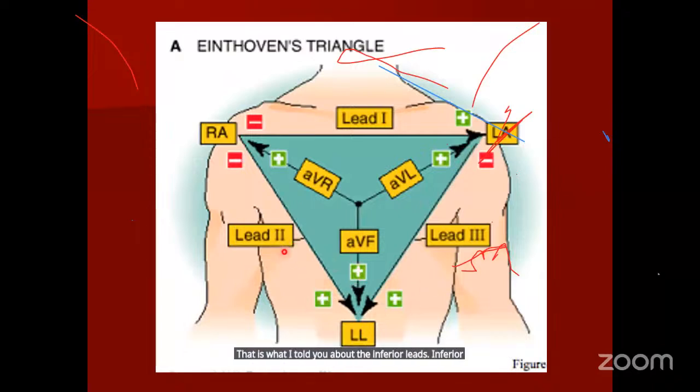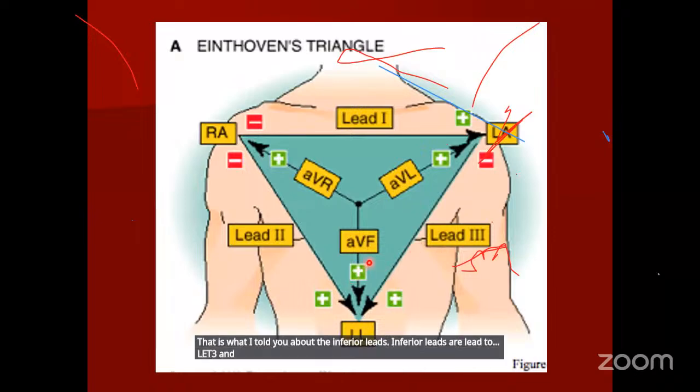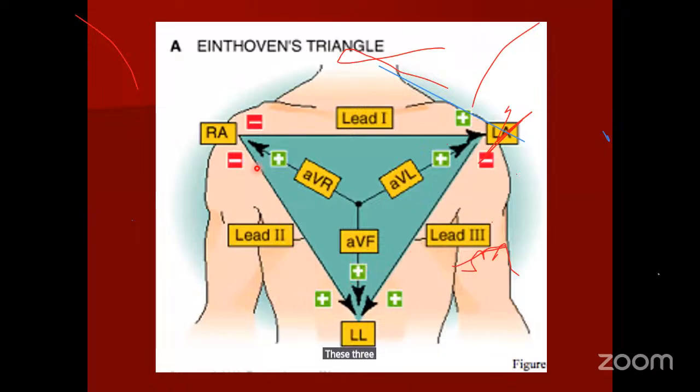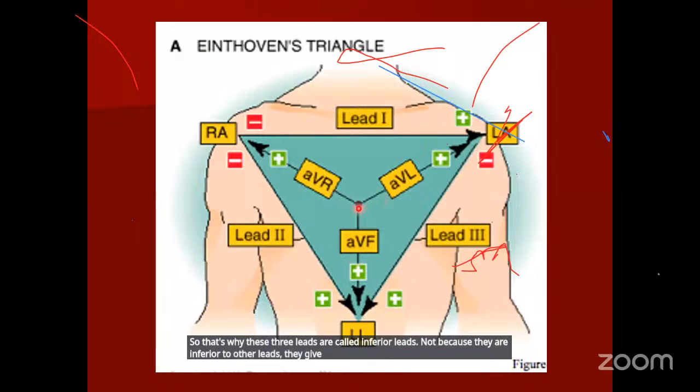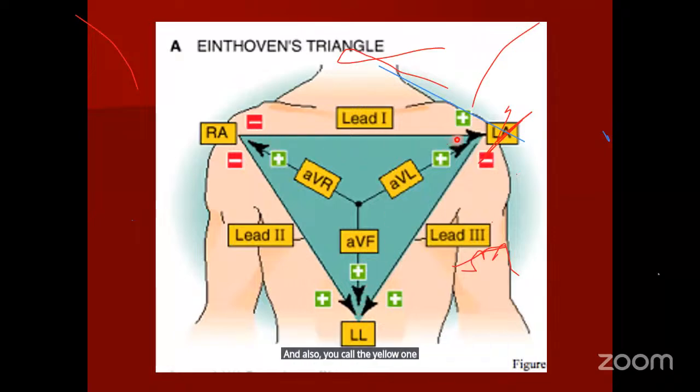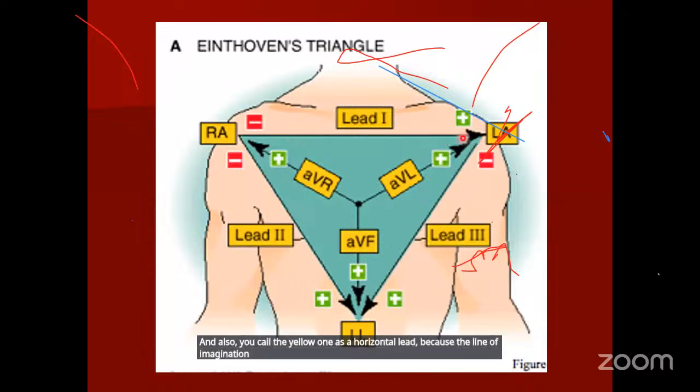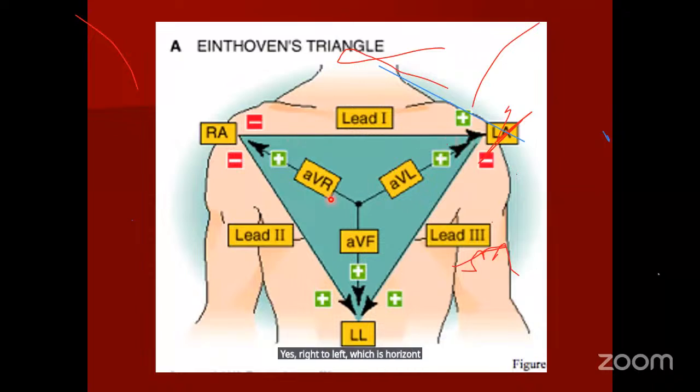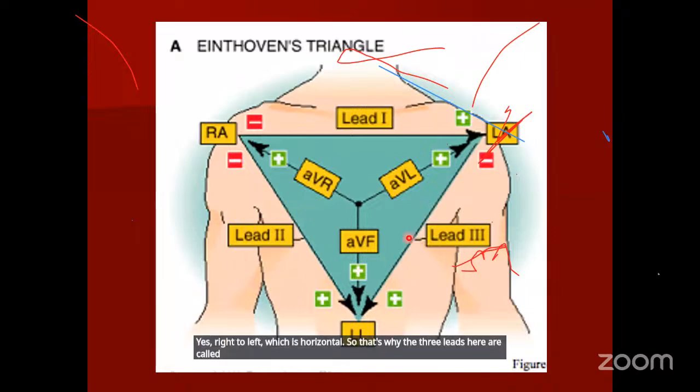Inferior leads are lead 2, lead 3, and AVF, because as you can see, for these 3 leads the line of imagination is inferior. Lead 2 is down and left, lead 3 is down and right, and AVF is dead vertical down. So that's why these 3 leads are called inferior leads, not because they are inferior to other leads. They give the inferior surface of the heart, and also the line of imagination for them is directed inferiorly. And you call lead 1 a horizontal lead, because the line of imagination for lead 1 is right to left, which is horizontal.